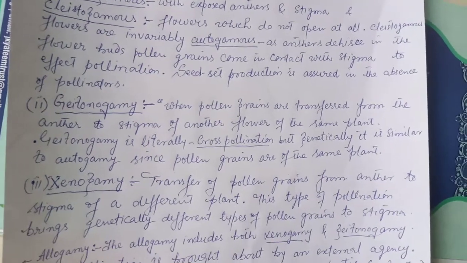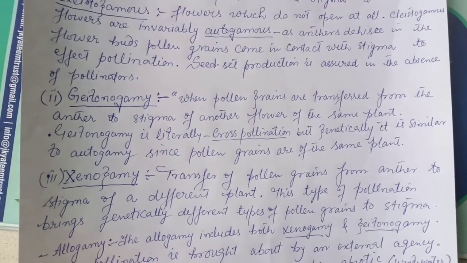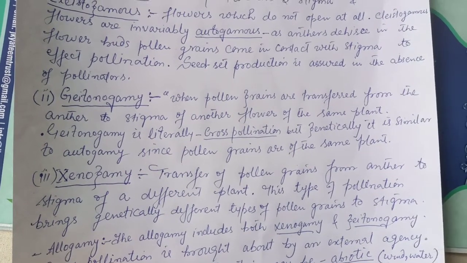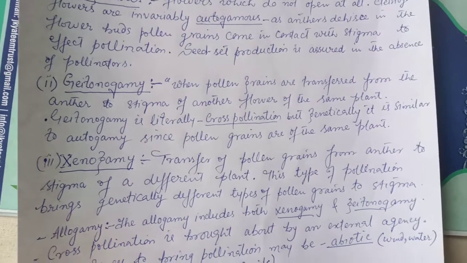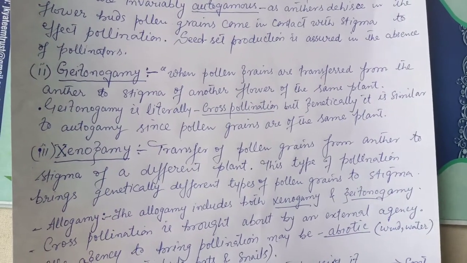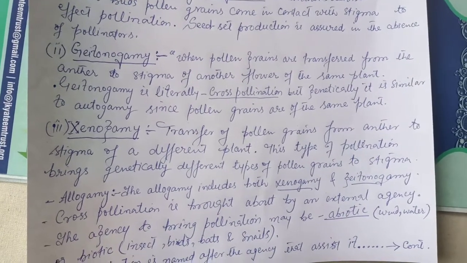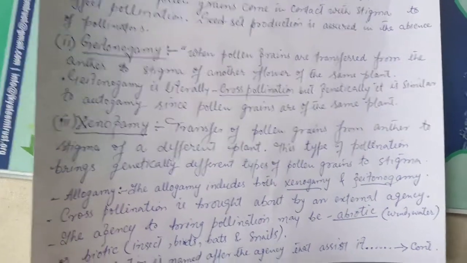And the third one is a very important one, that is xenogamy: transfer of pollen grains from anthers to stigma of a different plant. This type of pollination brings genetically different types of pollen grains to the stigma, and this will be discussed later in the genetics section.